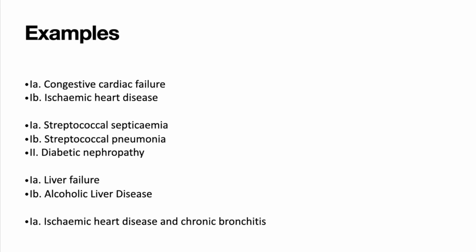And then the final example is one where you have two important conditions that are both troubling the patient at the time that they have died, and you can't necessarily decide which one of those is the most important in causing the death, or you might think that both of them have contributed to death equally. So it is okay to put two conditions down together in a cause of death such as that.